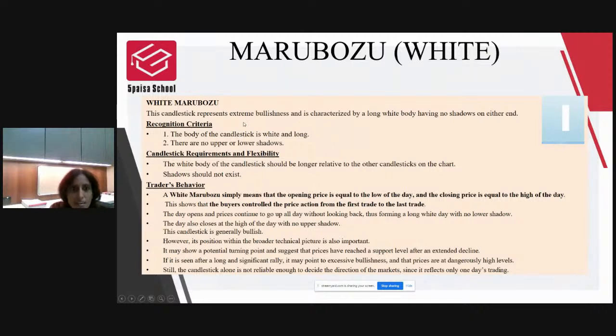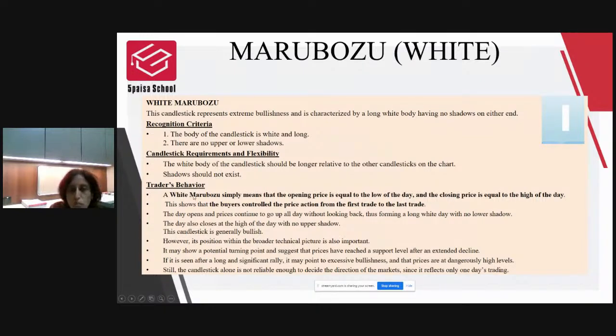It represents extreme bullishness, characterized by a long white body. Remember, a green body as well, having no shadows on either end. How will you recognize this? First, there won't be any shadows at either end. Next, the body of the candlestick is long and is white. It can be long and green also, and there are no upper or lower shadows. So what does it indicate about the market sentiments?